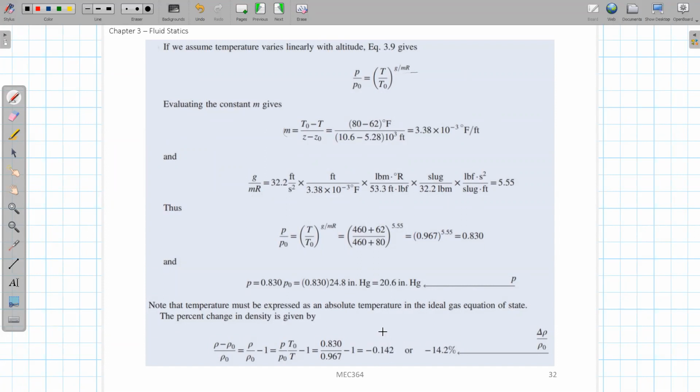So this is an example problem showing you how to use this equation to calculate the pressure in the atmosphere, and how the pressure changes either with the elevation, the altitude z, or with the temperature at that altitude, if you know it.